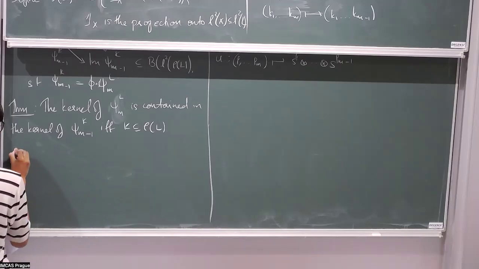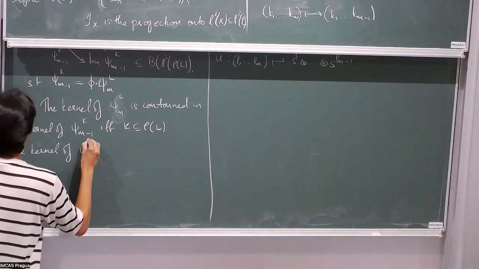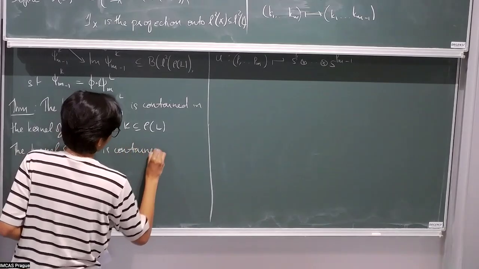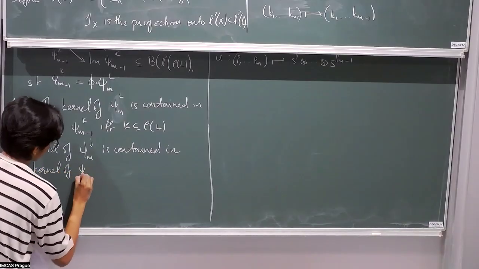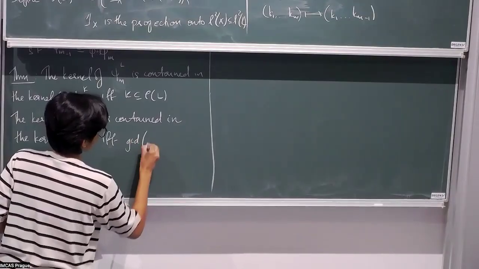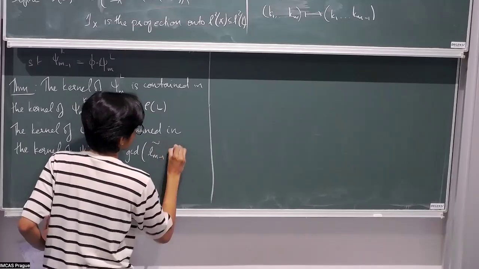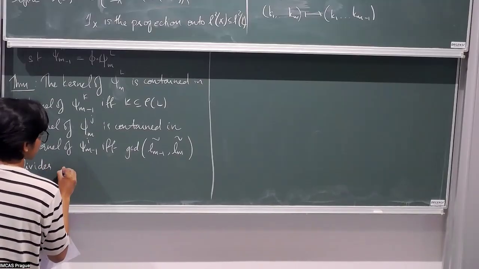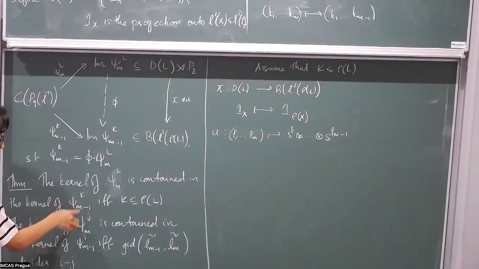Now if I take the kernel of psi mj, as I defined here, it is contained in the kernel of psi mi if and only if the GCD of lm minus 1 tilde, lm tilde divides i minus 2.